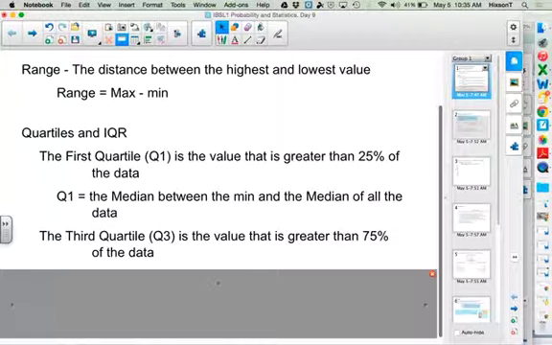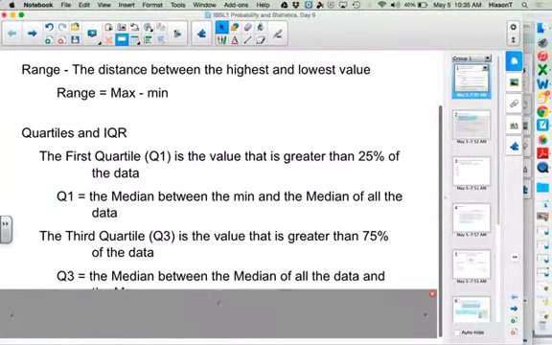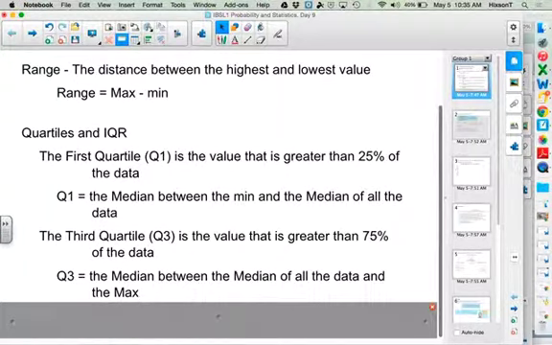So we have our 3 quartiles here. If you really want to call the max the fourth quartile, it's the highest value, so it's greater than 100% of the data. We have our 3 main quartiles here, though, but that leaves us with this last term, the IQR.